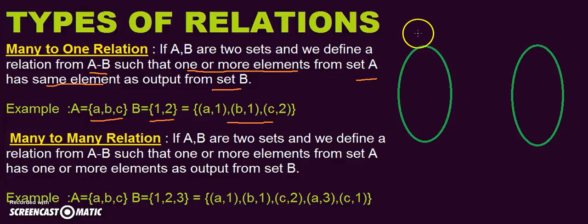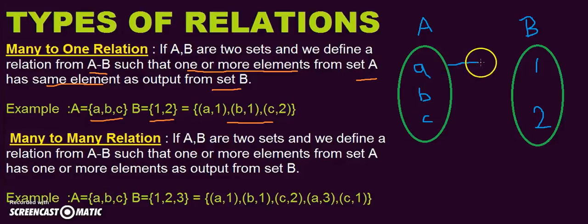So in set A, you have the elements A, B and C. And in set B, you have the elements 1 and 2. Now we have defined the relation from A to 1, B to 1 and C to 2. So this is A to 1 and again B to 1 and then C to 2.